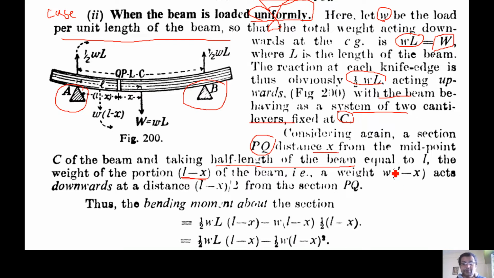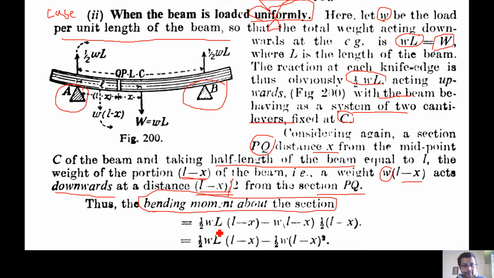So if you multiply the weighted portion by W, W into L minus X is the weight which is acting downwards. But that downward weight is acting on the average length, that is L minus X divided by 2, from the specimen section PQ. Therefore we need to calculate the bending moment about this particular section PQ. Remember how we calculate.